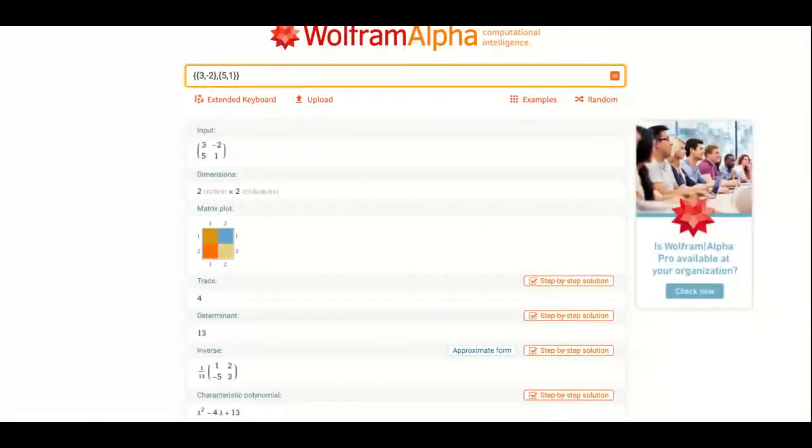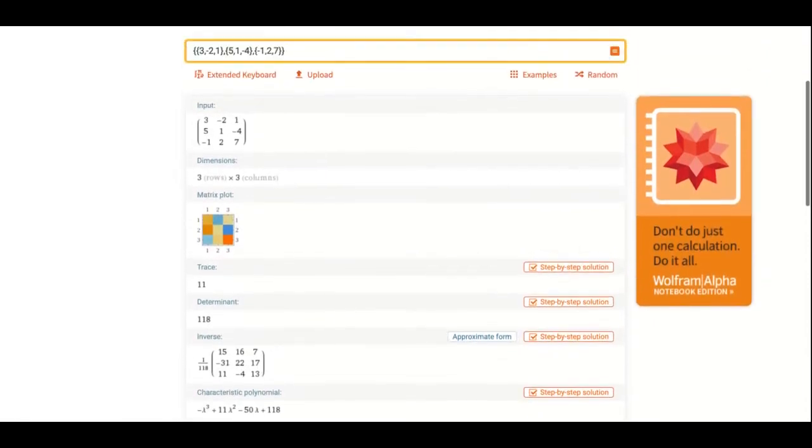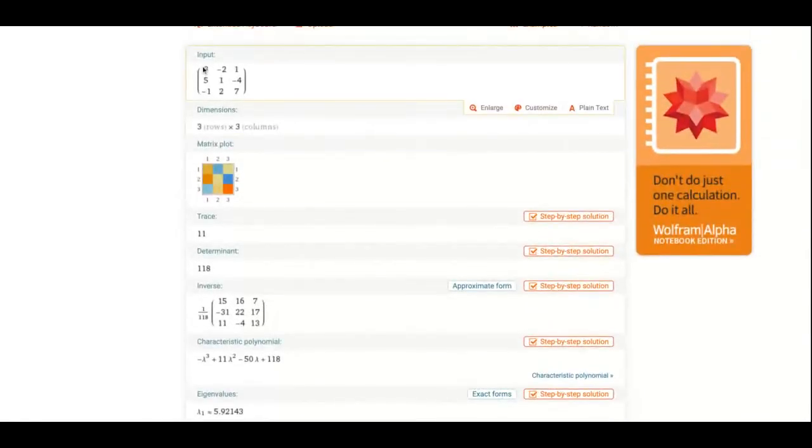This is Wolframalpha. Oops. Wrong one. There we go. That's my original matrix. I want you to see some of the basic things that this calculates. This is how you enter the matrix, with curly braces and commas and all kinds of stuff. But here we are. There's the matrix. Don't worry about the plot. It tells you the dimensions. And you can see the trace, right? 3 plus 1 plus 7. They calculate that. And they look at the determinant, too. And we calculated that. It was 118.